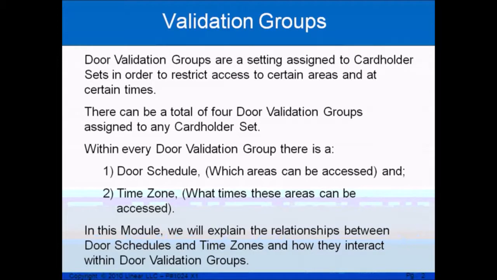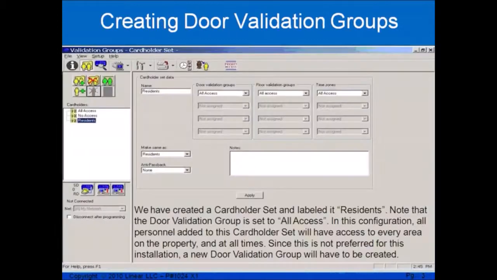A validation group is a setting assigned to a cardholder set. Consider a validation group as an access level. A validation group will dictate which doors a person can get into, what times and what days they can get into those doors. Within every validation group, we have two things: a door schedule, which doors we can get into, and a time zone, what time and days we can get in those doors. In this module, we'll try to explain the relationship between door schedules, time zones, and how they interact with validation groups.